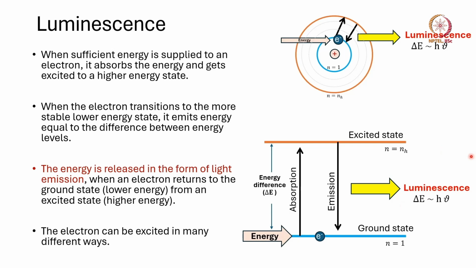The frequency of the electromagnetic radiation can be obtained using the relation delta E equal to h nu, where nu is the frequency, h is Planck's constant, and delta E is the energy difference between the two energy states between which the electron has transitioned. Here, the initial energy provided to the electron can be of different types. However, as the electron relaxes from the excited state to the ground state, it emits light, which is why it is called luminescence.